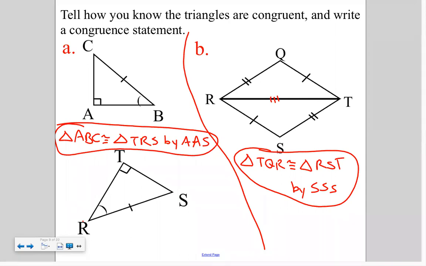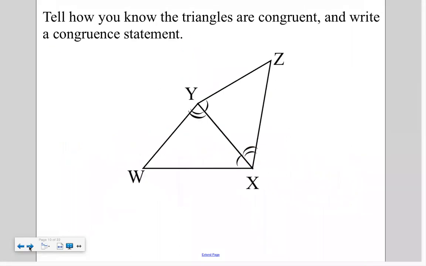Again, we have to say the "by" part, like by this reason, when you're not given all six congruent parts. Tell how you know the triangles are congruent and write a congruent statement. So, shared side is congruent. I'm actually not going to write out the congruent statement because I want to make sure we get through the rest of these notes. But I do see that we got the congruent side and we do have single, side, double, single, side, double. We can use angle, side, angle there.